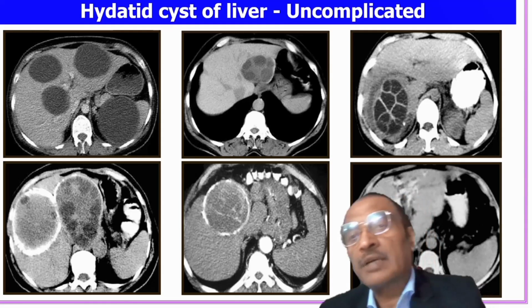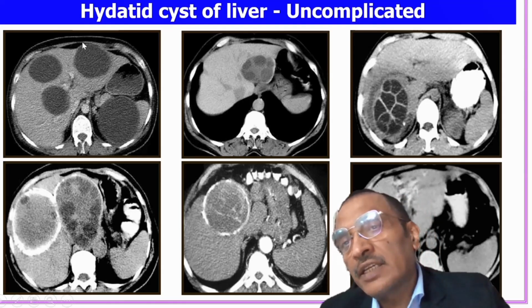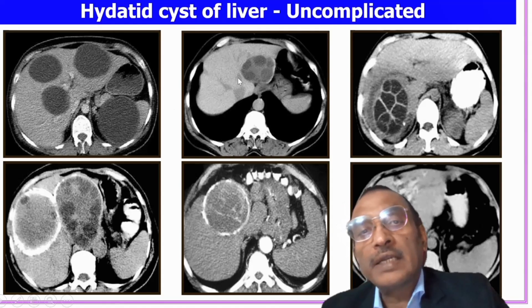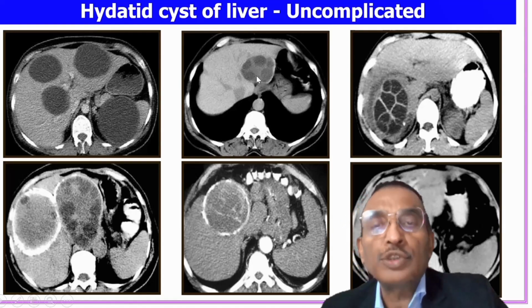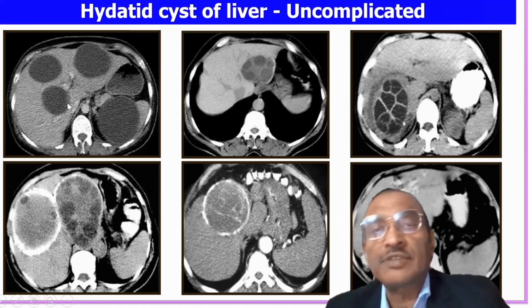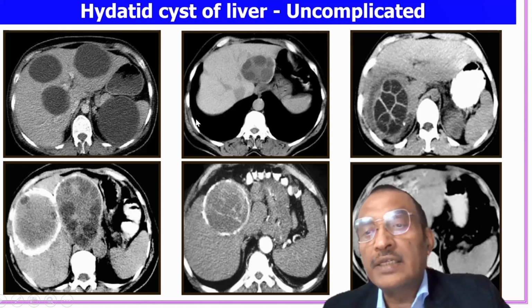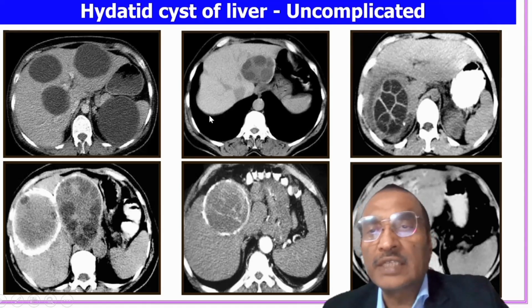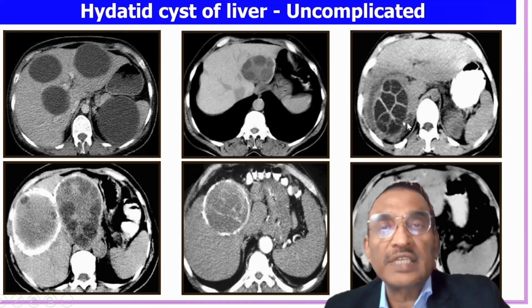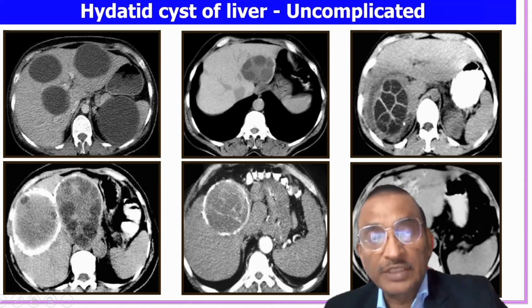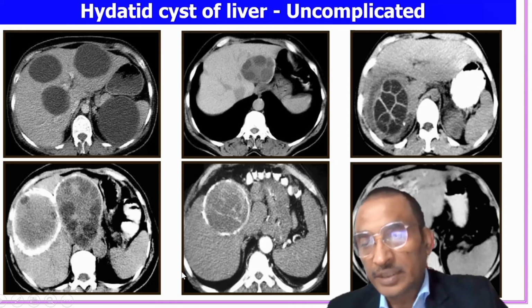In the abscess, what happens? The walls will be shaggy and irregular, and in the hydatid cyst, it will always be regular. In most hydatid cysts except type 1, there will be internal septation. Here you are able to see internal septation clearly. And if the wall shows calcification, even the slightest degree, like here you are seeing slight calcification, that will suggest the presence of a hydatid cyst pretty strongly.